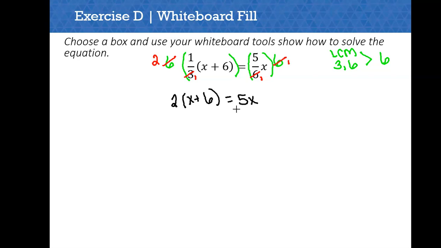Question number 2, does distributive property need to be used? Well, I have parentheses here, so yes, I do have distributive property that needs to be used. And so I'm going to distribute watching for negatives. Now, good news is there's no negatives anywhere here. So I'm going to distribute the 2 to the x, the 2 to the 6, remembering distributive property is just multiplication. So 2 times x just becomes 2x. 2 times 6 becomes plus 12. And then my equals 5x just stays exactly as it is.